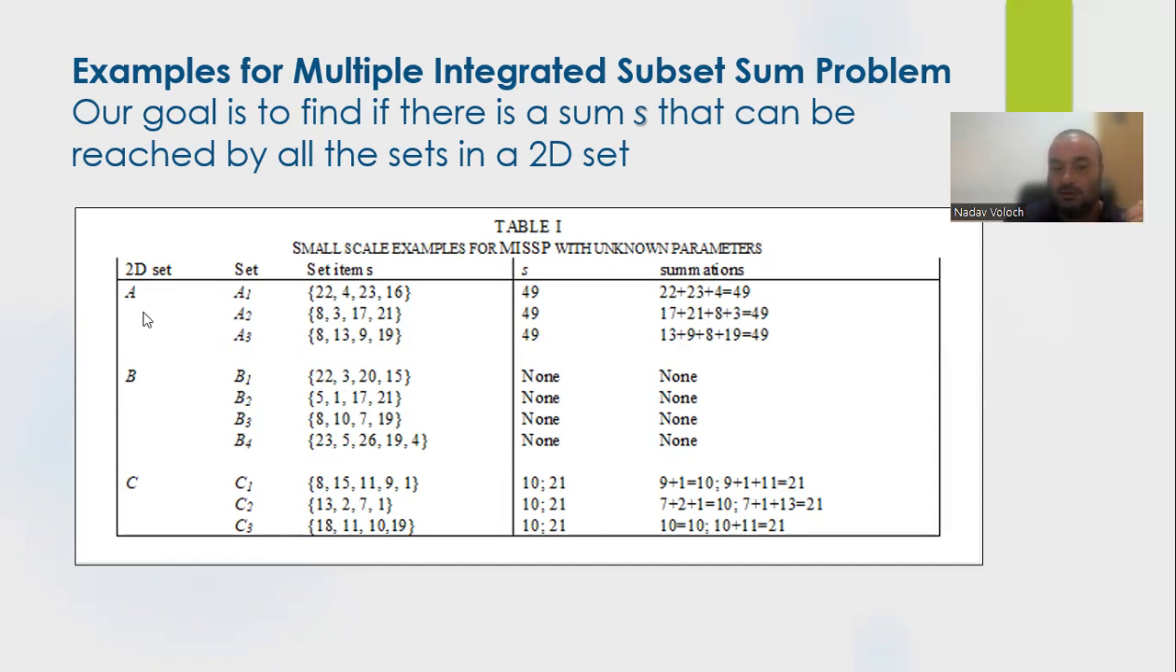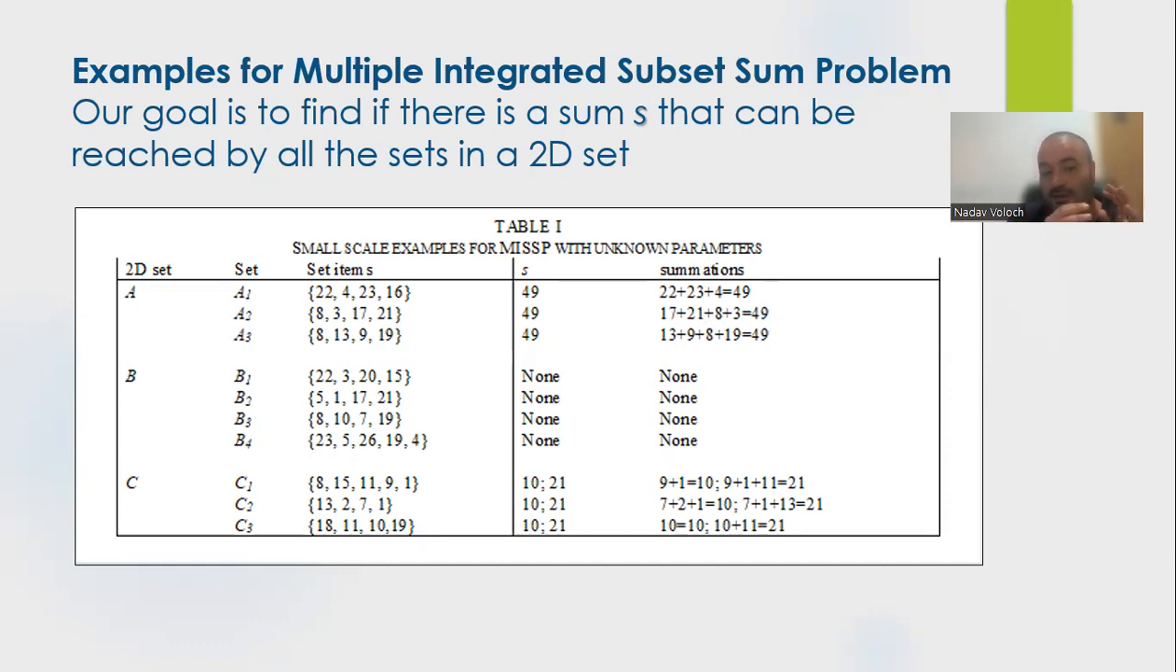We have here a 2D set A that consists of the sets A1, A2, and A3. We can see the set items here. A1 is 22, 4, 23, 16. Here we have A2, which is 3, 17, 21, and A3 is 18, 13, 9, and 19. So we want to find out if there is a sum that is reachable by all these sets. In this specific case, there is, 49, and here are the summations of every set specifically.